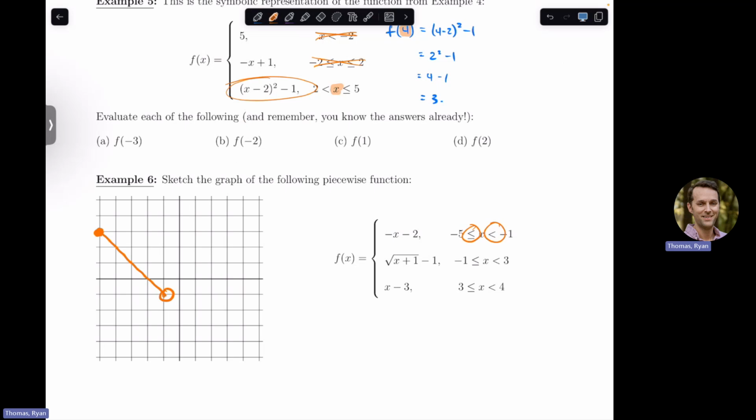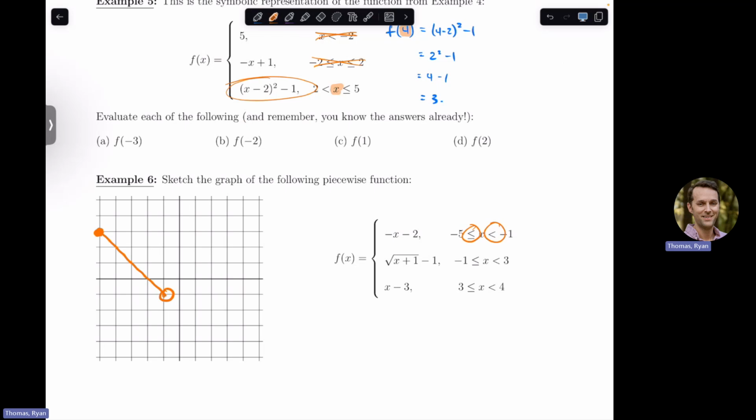So the first piece of this graph would look like that. Then graph this, but cut the endpoints off. Then graph this, but cut the endpoints off, and you get your piecewise function. It's still a function, so it should still pass a vertical line test, meaning you've only got one piece sort of happening at a time.